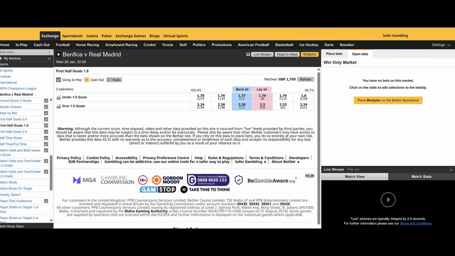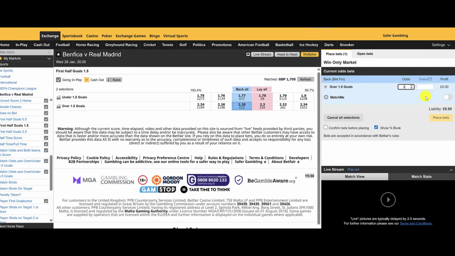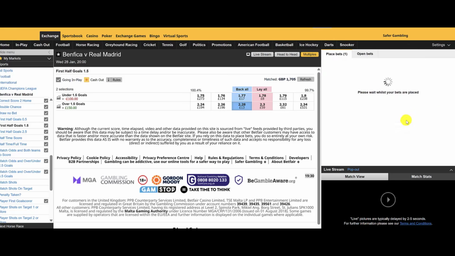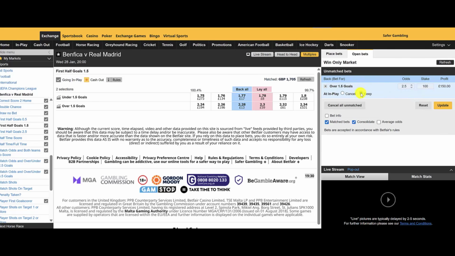So it's an interesting one here. Okay, so you can see the over 1.5 goals price, 2.28. It does say to go for it from kickoff, but I'm going to go for it with just a little bit more added juice to it, just a little bit of a higher price.